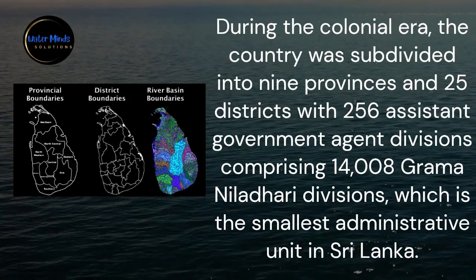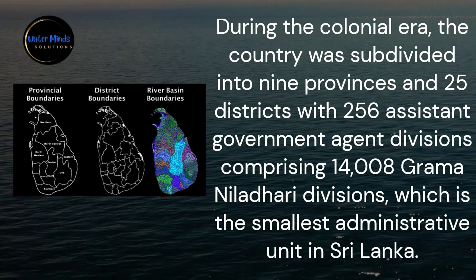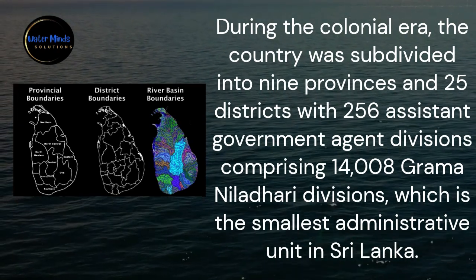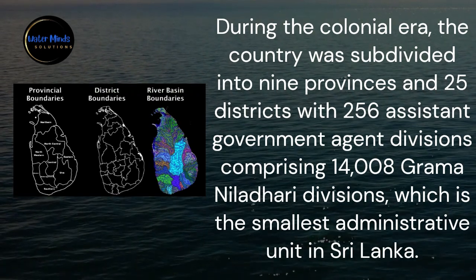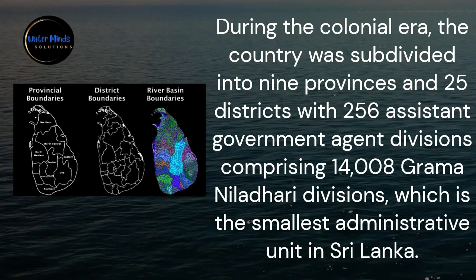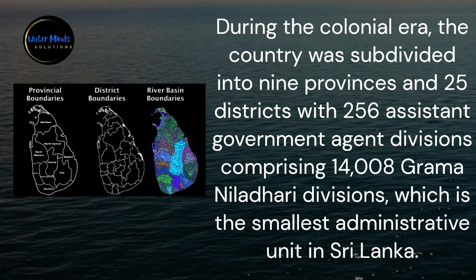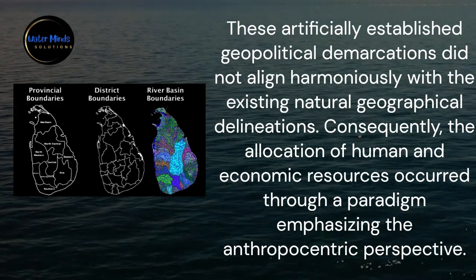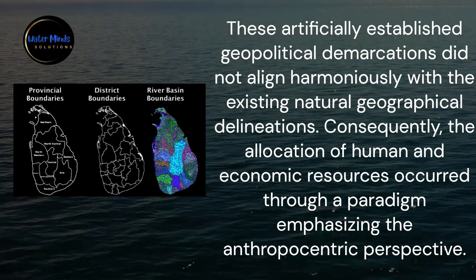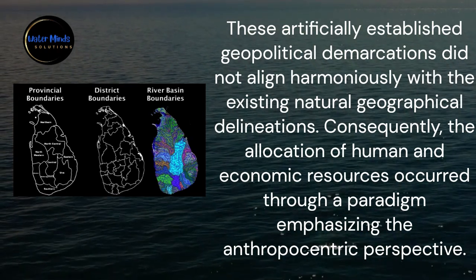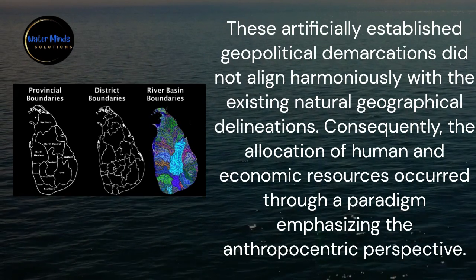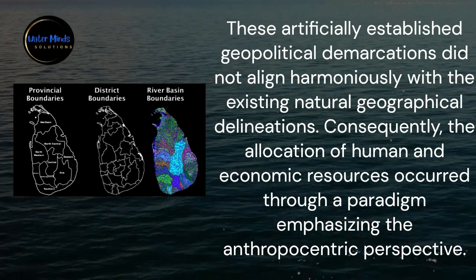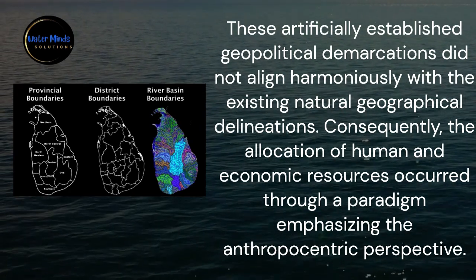During the colonial era, the country was subdivided into 9 provinces and 25 districts with 256 assistant government agent divisions comprising 14,008 Grama Niladari divisions, which is the smallest administrative unit in Sri Lanka. These artificially established geopolitical demarcations did not align harmoniously with the existing natural geographical delineations. Consequently, the allocation of human and economic resources occurred through a paradigm emphasizing the anthropocentric perspective.